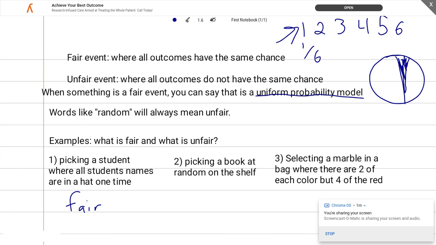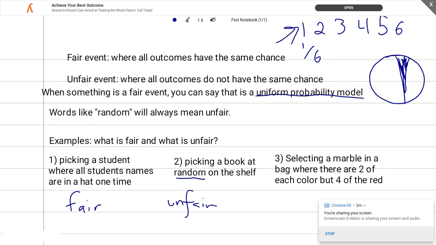Picking a book at random off the shelf. So when you hear that word random, you should automatically know this is going to be unfair. Because what if there are 10 books on the shelf and this one is really small, or it's really big, or it's the only book on the shelf? You don't know, so it's unfair.